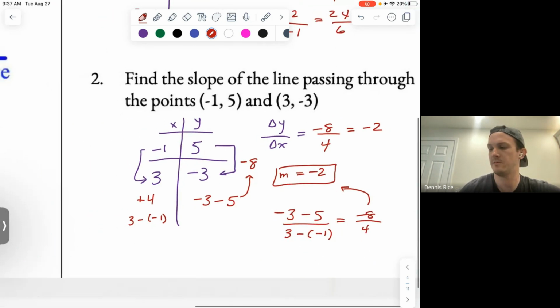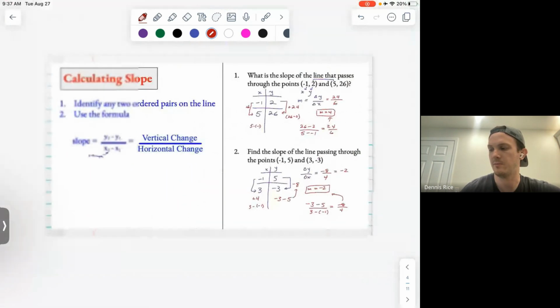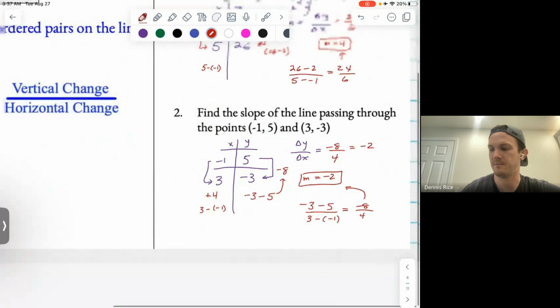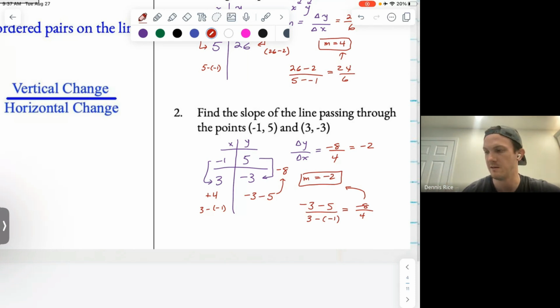Quick little point here, we talked earlier about the types of slope, right? So this was a negative slope. We got a -2. This would be a line that looks something like this, decreasing from left to right. The two less common examples are undefined and zero slope.